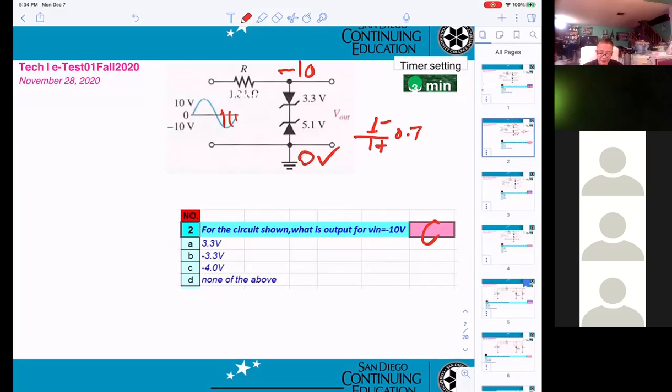Okay, and the 3.3 volt will be in breakdown. Then you can get positive here, negative here, and negative, positive, 3.3. So add them up, 4 volt, minus 4 volt. That will be C.